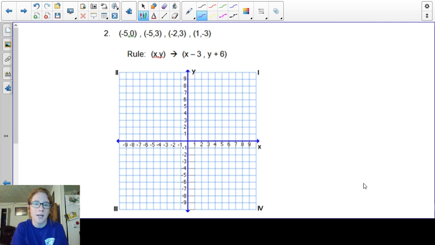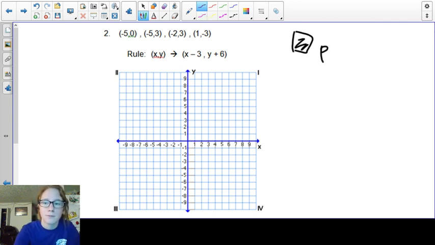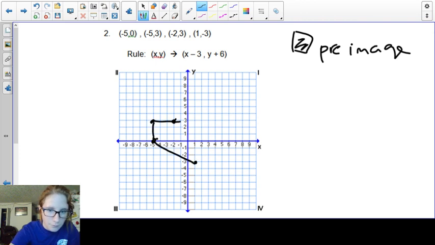Alright, we're going to go ahead and do the same thing. We're going to plot my pre-image. So that's at -5, 0. Then -5, 3. Then -2, 3. And 1, -3. So this guy makes a weird shape. Kind of like a kite. That was the idea anyways.